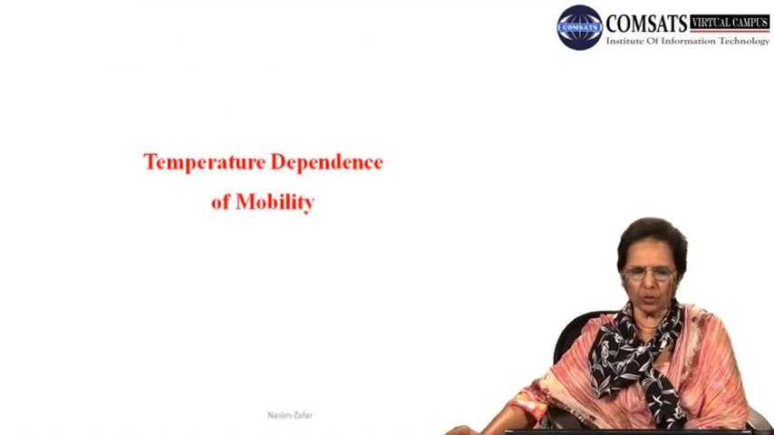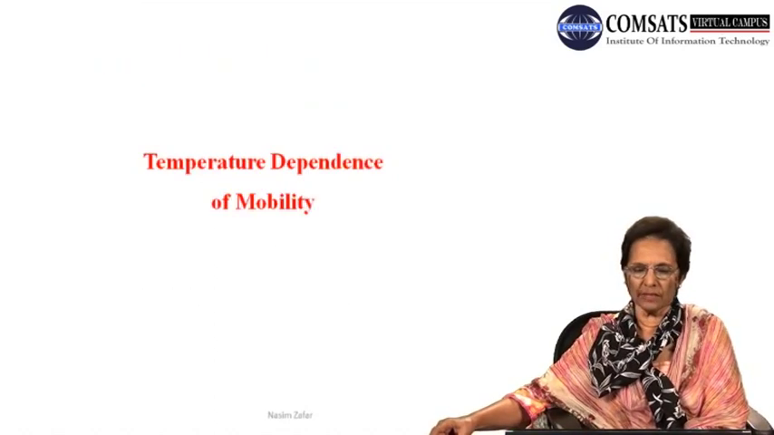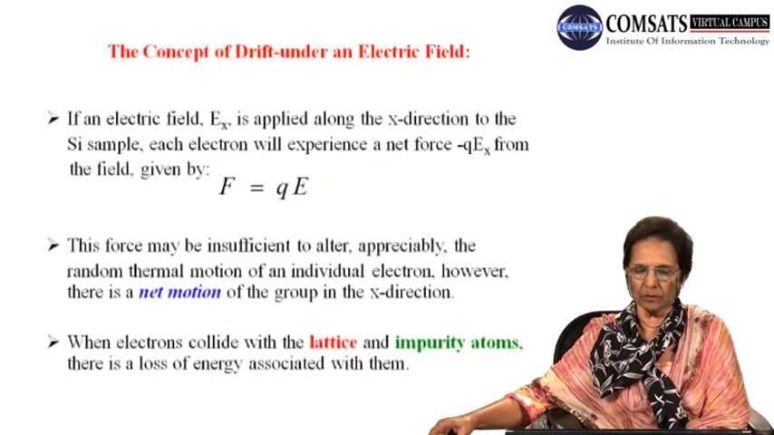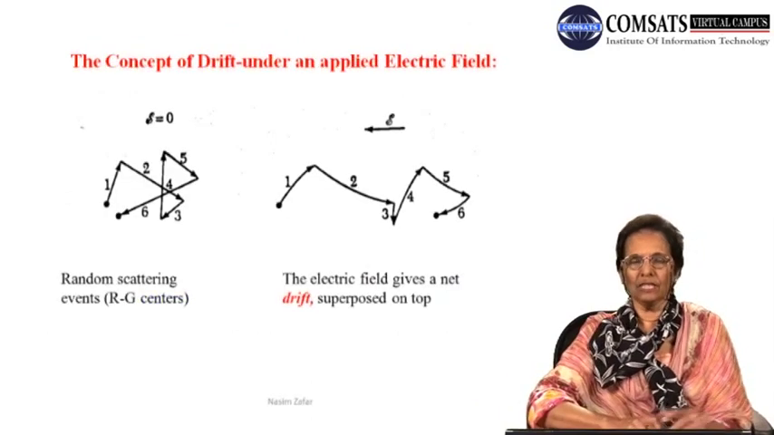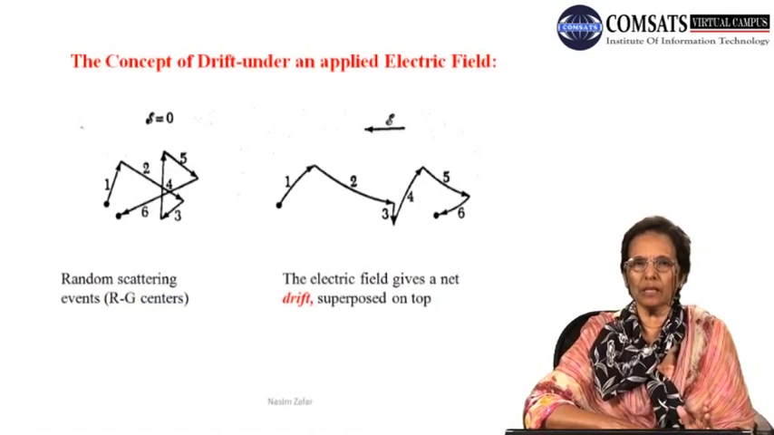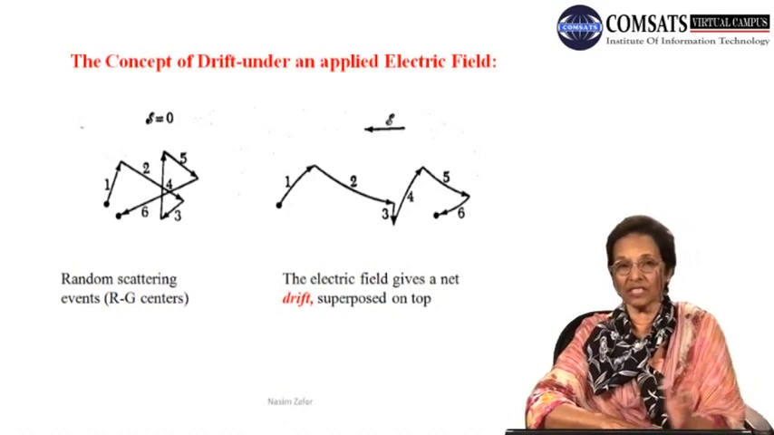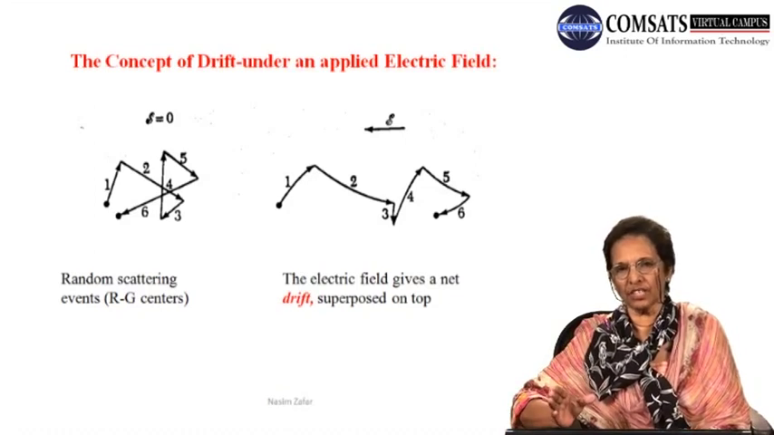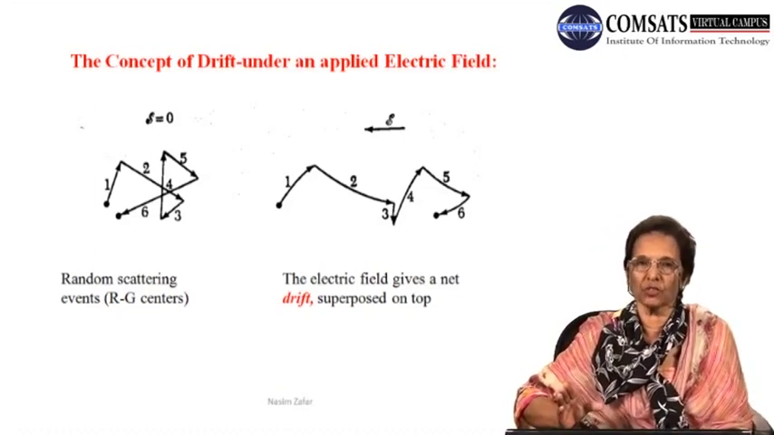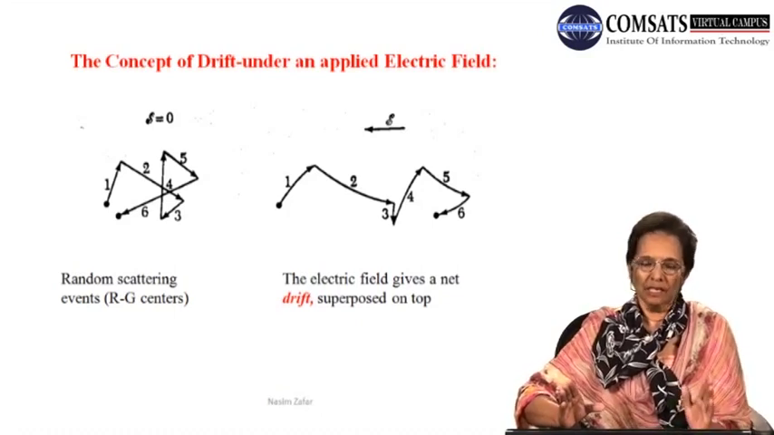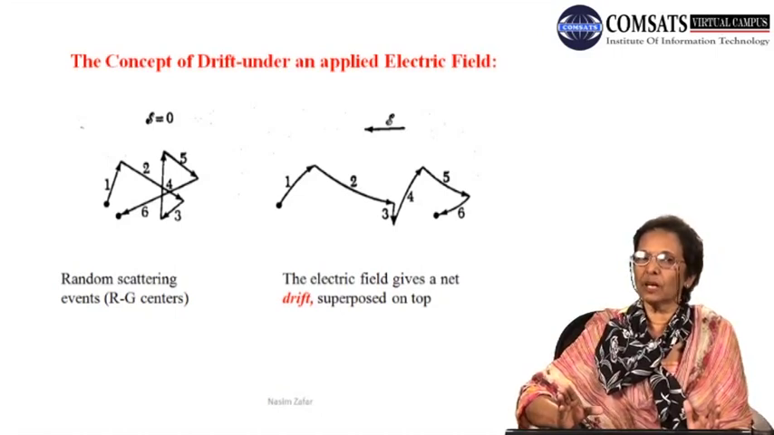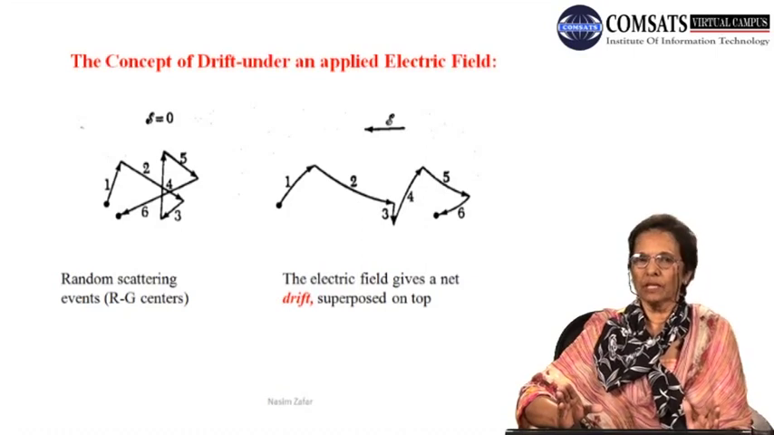Maybe I am able to show you that slide which explains this concept. On the right side, you see a pure random thermal motion. Randomness is characteristic of the thermal motion. On the right side of the slide, you see the motion in the presence of the applied electric field. The left side has no electric field. The left side designates a pure random thermal motion of the electron.